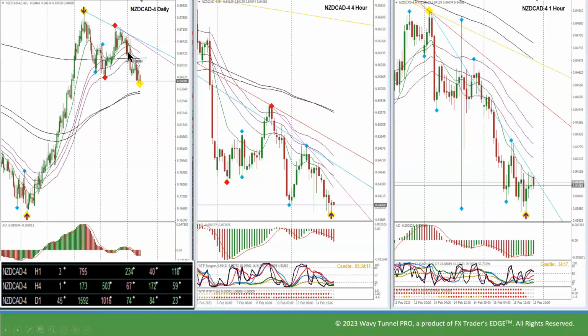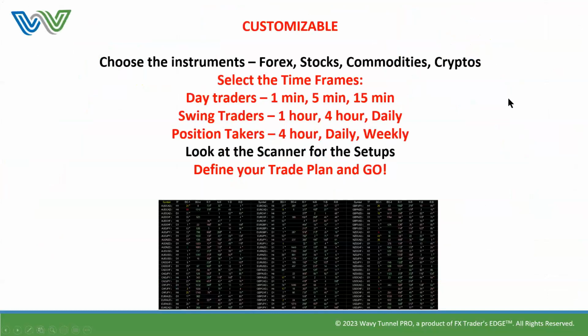So you want to know what moving averages I'm using? Sure. The filter is the 12 EMA. The wave is the 34 on the high, low, and the close. And the tunnel is the 144 and the 169. So again, this is customizable. As a day trader, you can trade the 1-minute, the 5-minute, the 15-minute. For swing, I like to use 3 different time frames: for swing traders, hourly, 4-hour, daily. Position takers might look at the 4-hour, daily, weekly. And you can set up whatever you want on the scanner and define your trade plan and go.